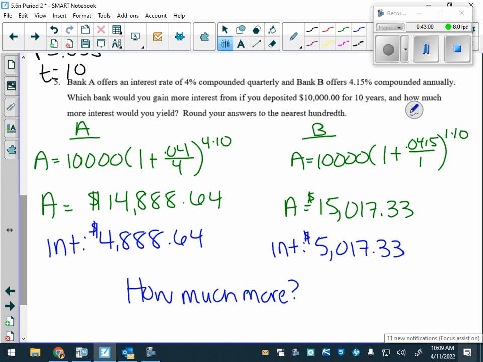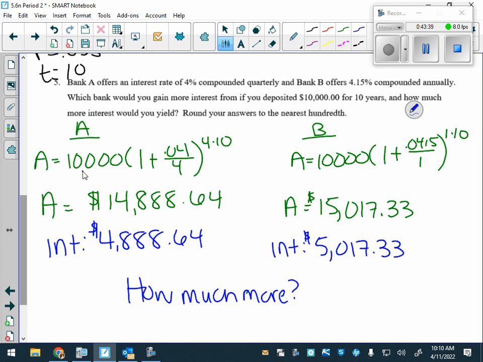Bank A is compounded quarterly, so our N is 4 at 4%. So you end up with this total for Bank A. The interest earned is this amount. We got that by taking our total minus our initial, right? Good. Bank B offers 4.15% compounded annually. So here we could really just have 1.0415 to the 10th. We don't have to include those ones. But you should have gotten this amount with this interest.